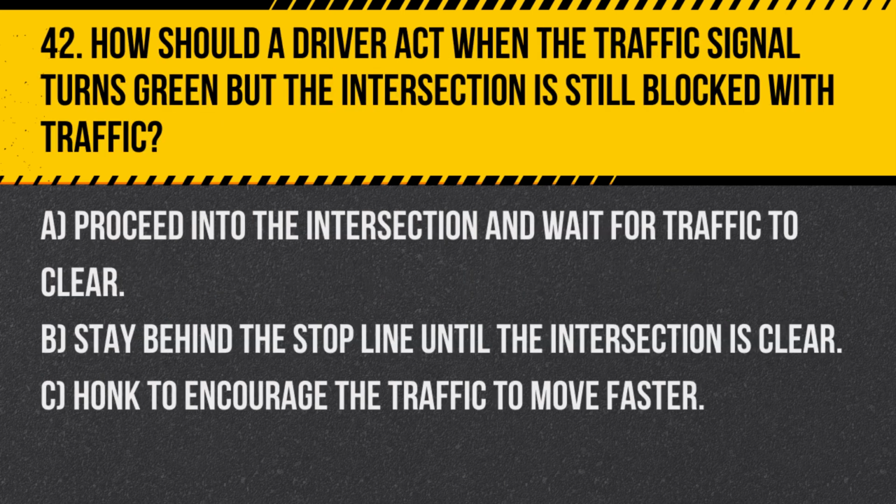Question 42. How should a driver act when the traffic signal turns green but the intersection is still blocked with traffic? A. Proceed into the intersection and wait for traffic to clear. B. Stay behind the stop line until the intersection is clear. C. Honk to encourage the traffic to move faster. Answer: B. Stay behind the stop line until the intersection is clear. Entering a blocked intersection can cause gridlock and is unsafe.